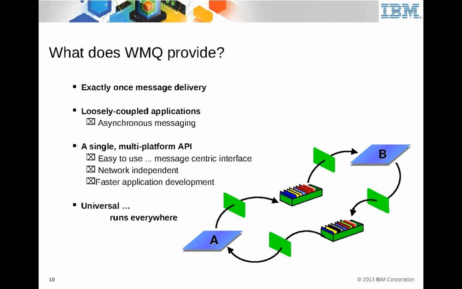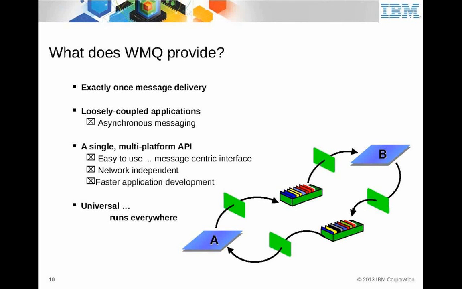What does MQ provide? MQ provides exactly once message delivery, once and only once message delivery. Last thing you want when you're in an environment where you're sending messages back and forth is for you to send a message and not know if it got there. And it could be a problem if it doesn't get there, and it could be a problem if it gets there twice. So MQ is exactly once message delivery.